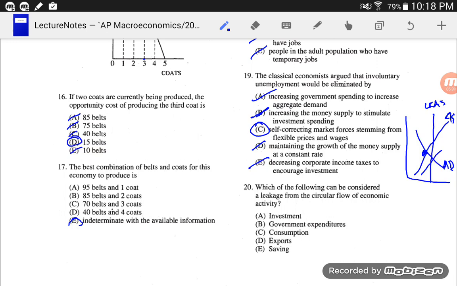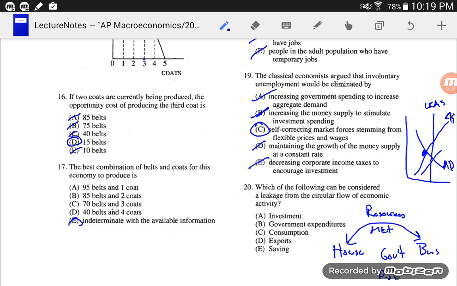Alright, so in the circular flow, you remember you've got households, you've got businesses, and we'll actually throw government in there as well. Households give their resources to businesses in exchange for pay. So in the resource market, we do that.